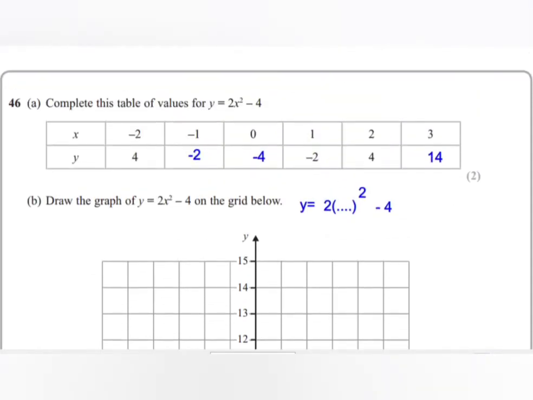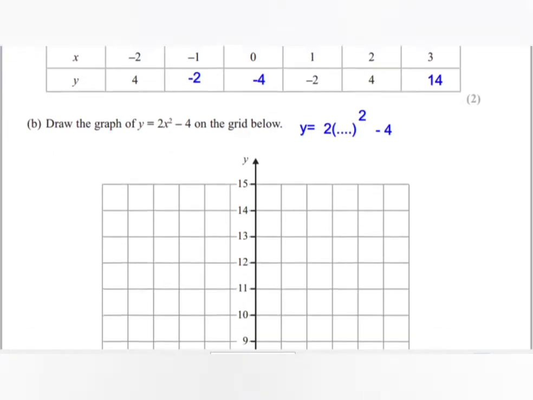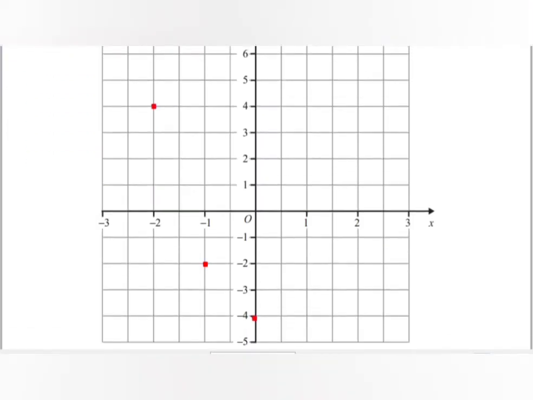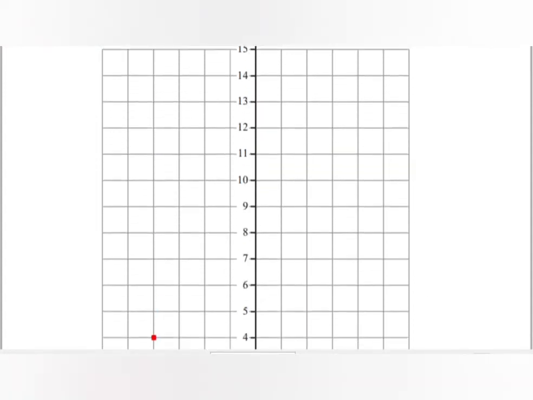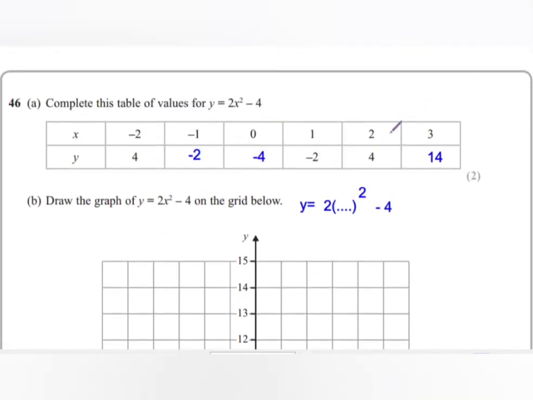So let's take a look at 1, negative 2. We have 1 on the x-axis and negative 2 on the y-axis, so they meet here. And remember, guys, with coordinates, you have to start with the x first, and then the y. The next one is what? It's 2, 4.